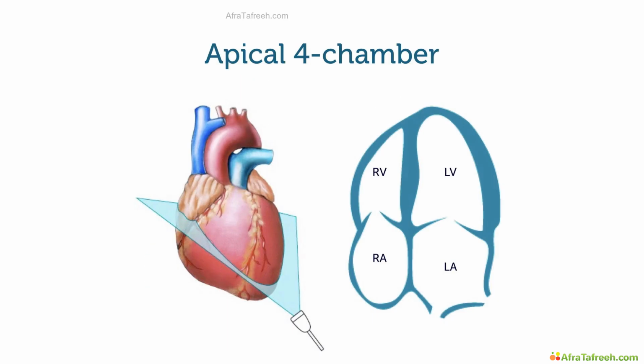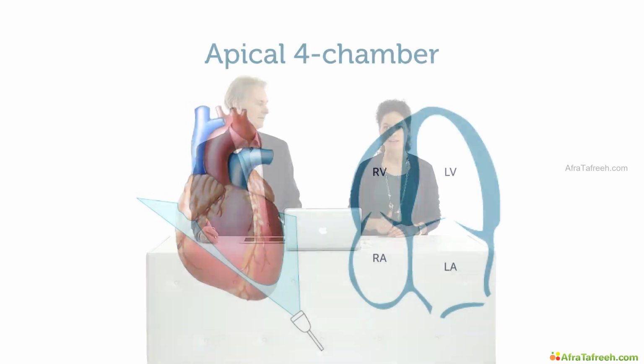All these views were parasternal long axis views, but there's another view which shows you the mitral valve in detail, and this is the apical four-chamber view. You're really familiar with it, but let's go to the machine anyway and see.